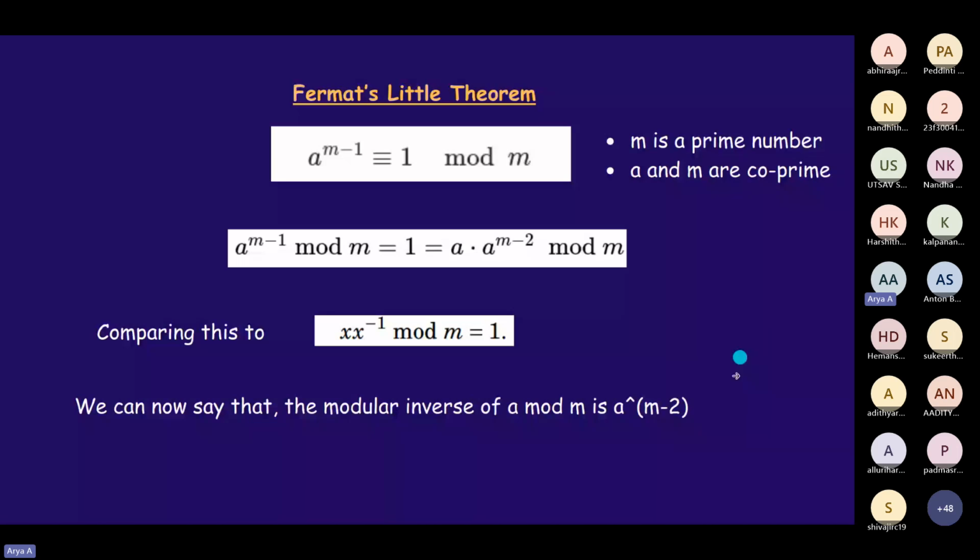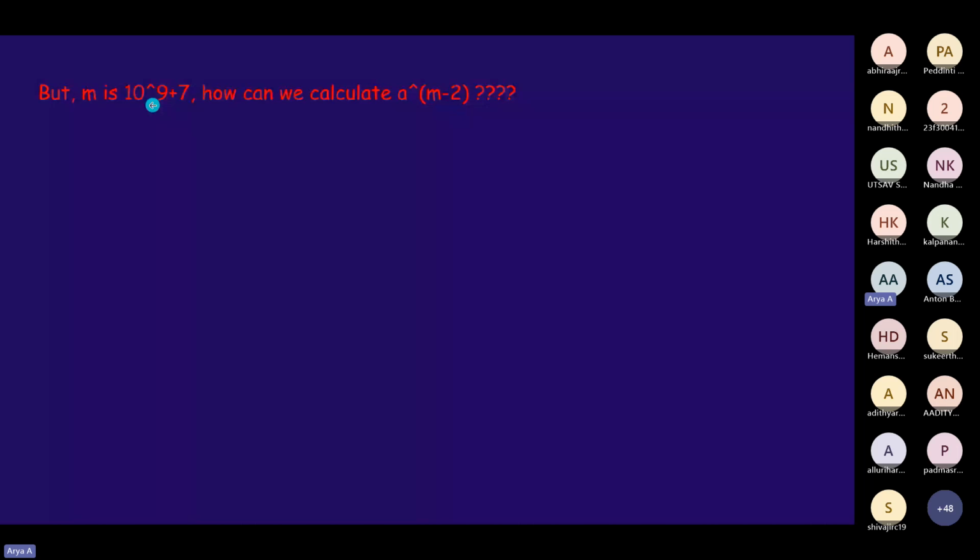So if I continue from here, finally we have given a mathematical form to this modular inverse. It's a power m minus 2. What's the next challenge? m is 10 power 9 plus 7. How can we calculate a power m minus 2? m is a very big number. How can I calculate a power m minus 2? This is the next challenge.